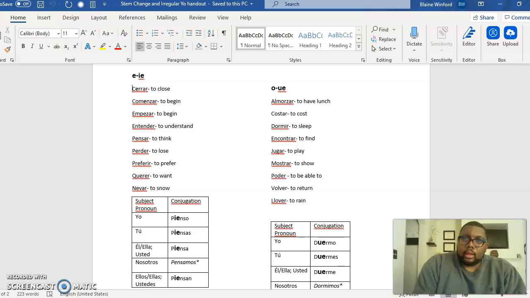Now, let's go over here to the O to UE stem changes. And here's a few examples. Almorzar, to have lunch. Costar, to cost. Dormir, to sleep. Encontrar, to find. Jugar, to play. Mostrar, to show. Poder, to be able to. Volver, to return. Llover, to rain.